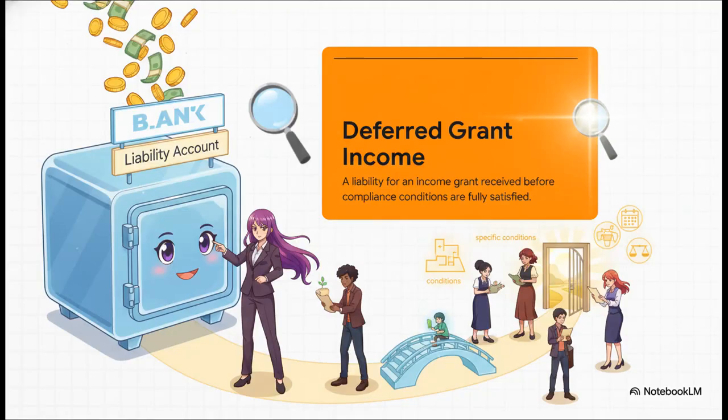Let's zoom in on those income grants for a second. When you finally get that money, you absolutely cannot just recognize all that income on day one. Nice try, right? Instead, we create what's called a deferred grant income liability account. It's essentially a holding pen. It keeps the funds securely parked as a liability while you roll up your sleeves and actively work to satisfy the government's specific conditions over time.